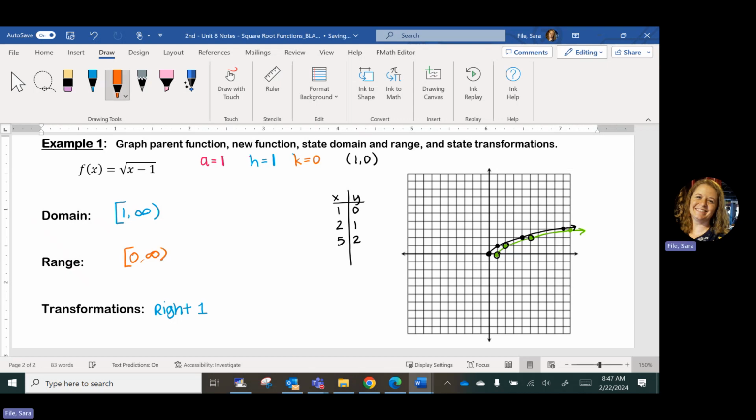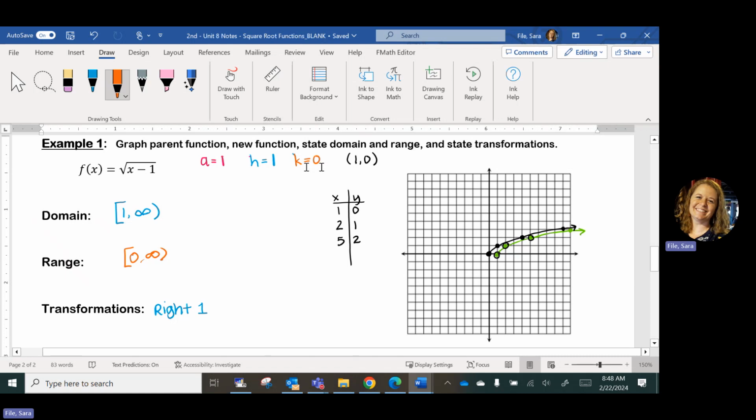So the range didn't change from the parent function. It's the same because notice the k was 0. So the range was not changed. The domain changed because of h, but the range didn't change. All good with that?